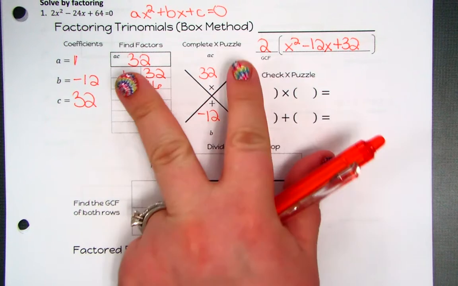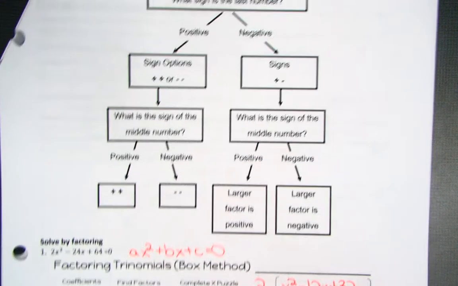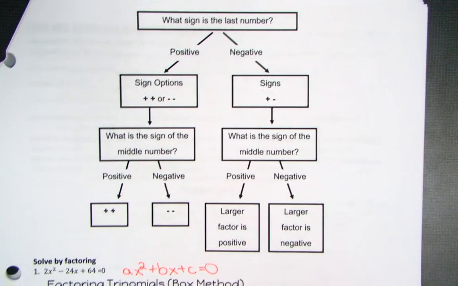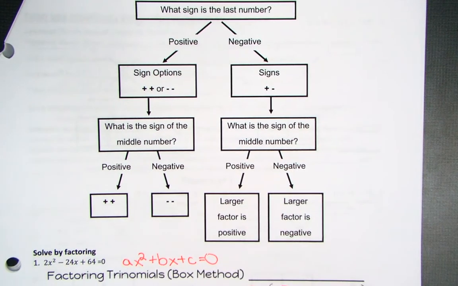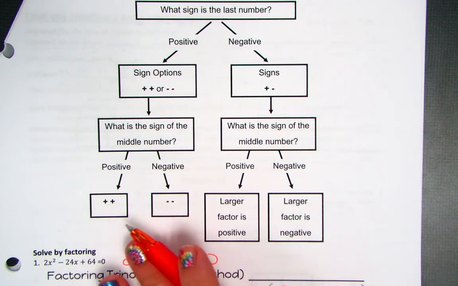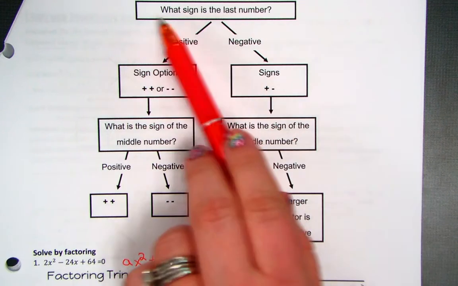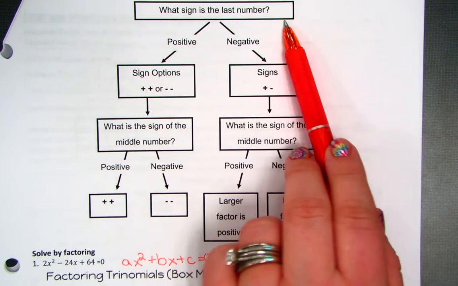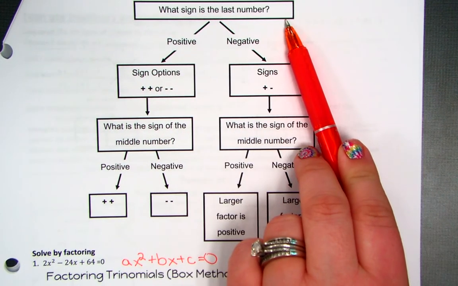And that's where this factoring flowchart comes in. It's not something that you would necessarily consult every single time. You'll do it enough that you eventually don't need to look at this flowchart anymore. But the flowchart is asking, what is the sign of the very last number? So that's our C number, which was 64.